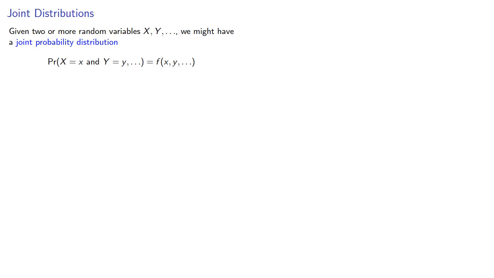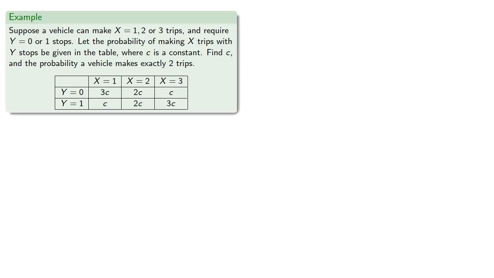Given two or more random variables x, y, and so on, we might have a joint probability distribution. We'll omit the "and" as implied. For example, suppose a vehicle could make x equal to 1, 2, or 3 trips and require 0 or 1 stops. Let the probability of making x trips with y stops be given in the table, where c is some constant. Find c and the probability a vehicle makes exactly 2 trips.